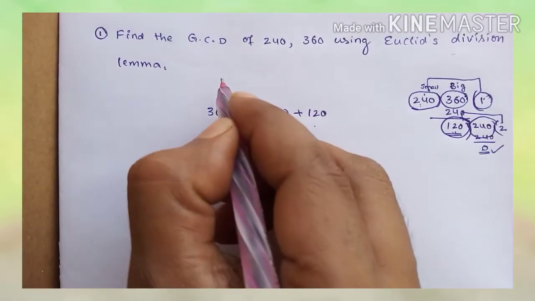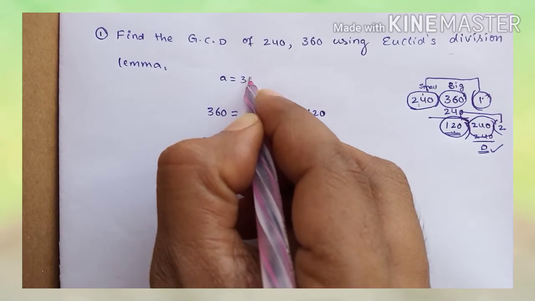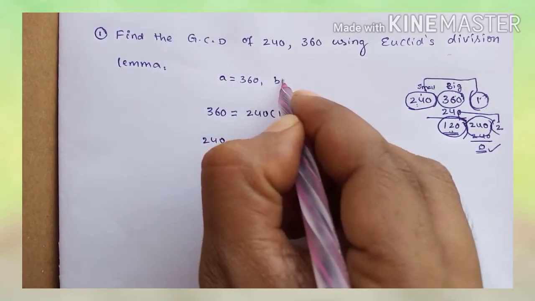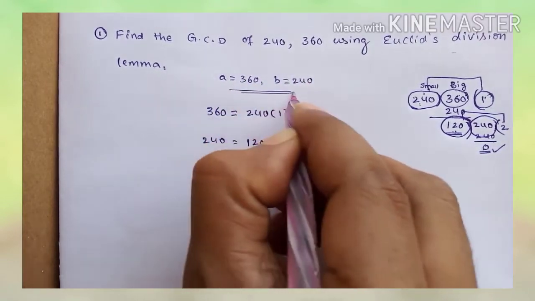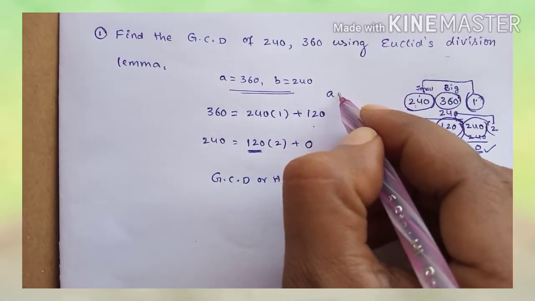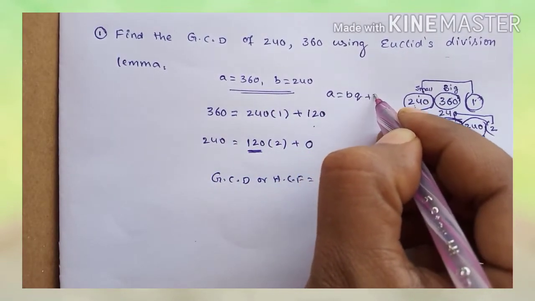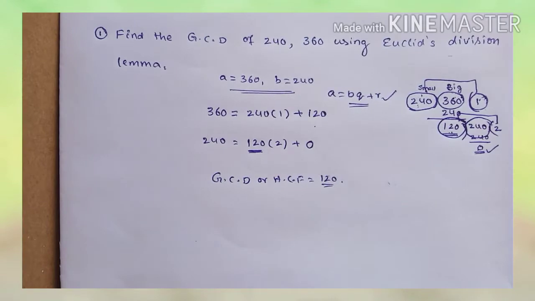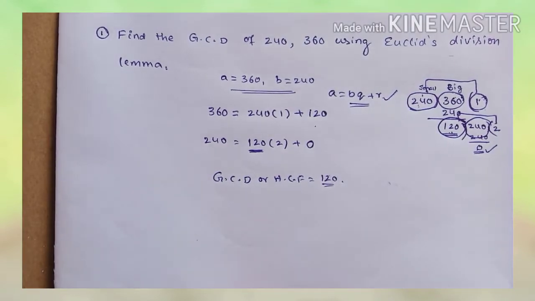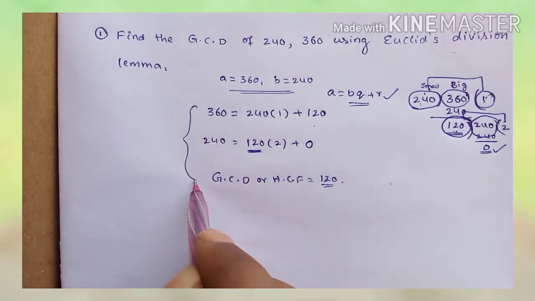If you want to write the values, A is equal to the big value 360 and B is equal to the smaller value 240. Apply Euclid's division lemma: A is equal to BQ plus R. These are additional. Okay? The basic content, this problem process you have to learn.